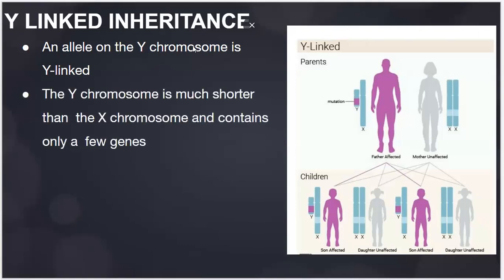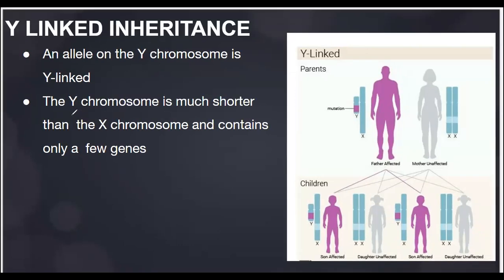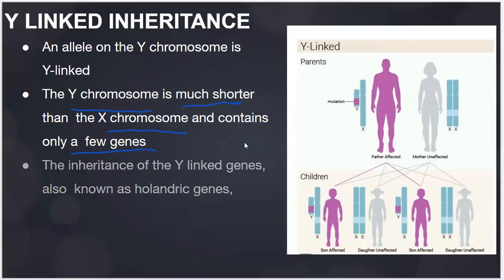And we have studied the structure of X and Y in the previous video. So if you have not checked out the video, please go through the video of the structure of X and Y chromosome. There we have discussed the size, the shape, homologous, non-homologous, all those things. So Y chromosome is much shorter than the X, and because it is shorter, it has fewer genes as compared to those present on the X chromosome.